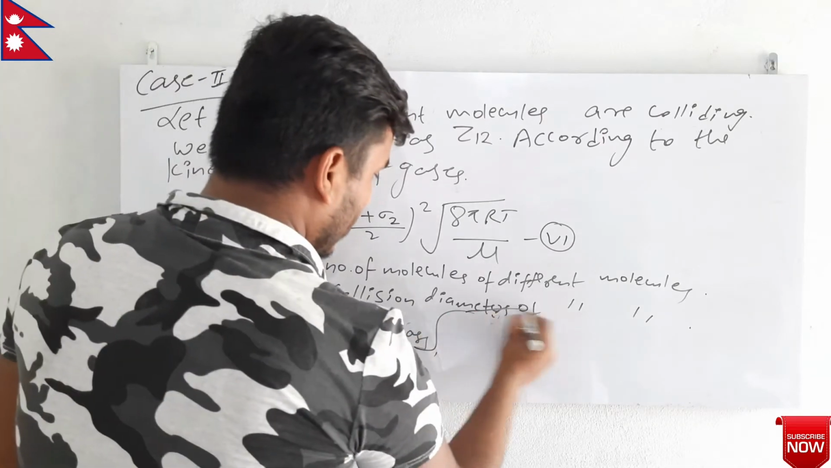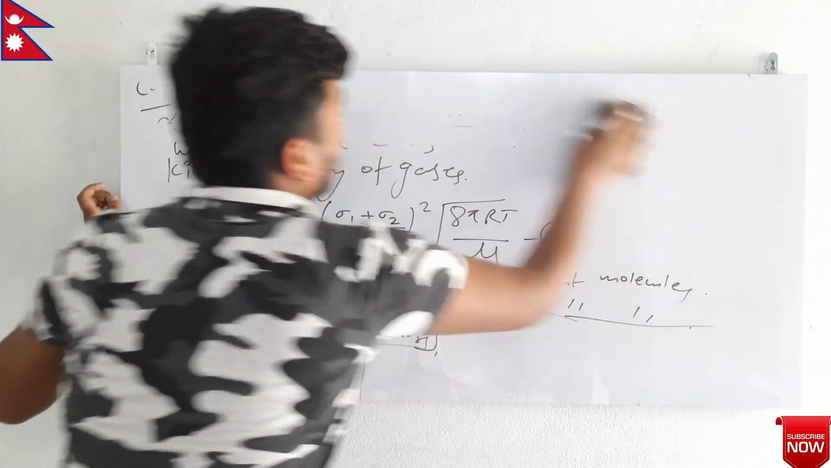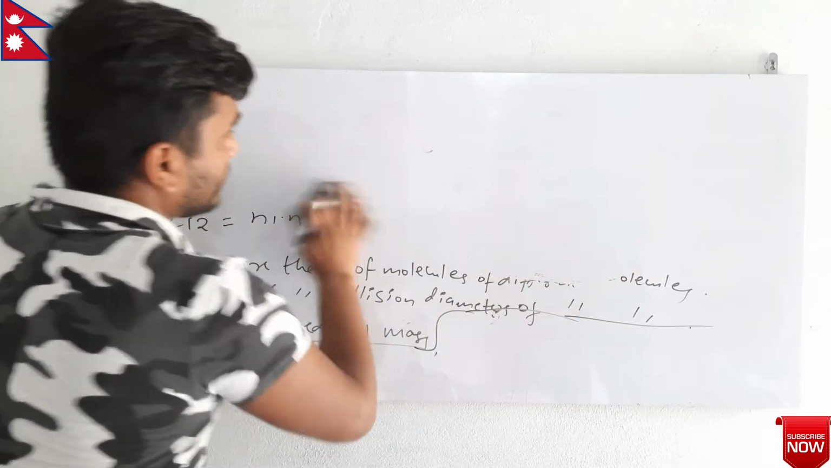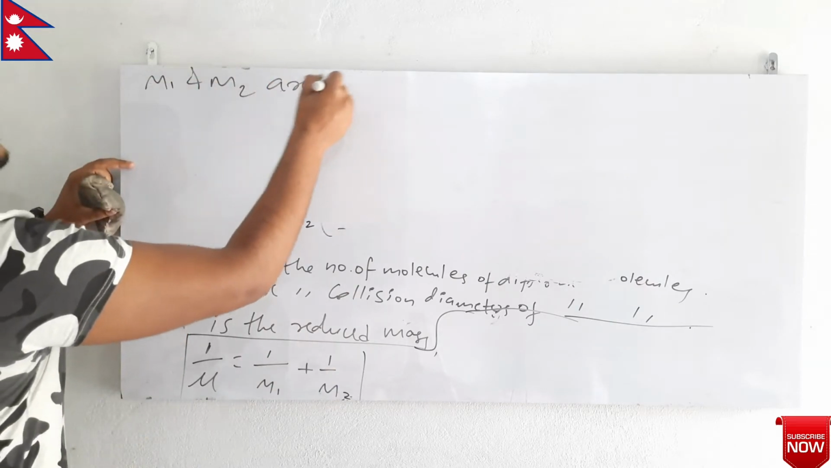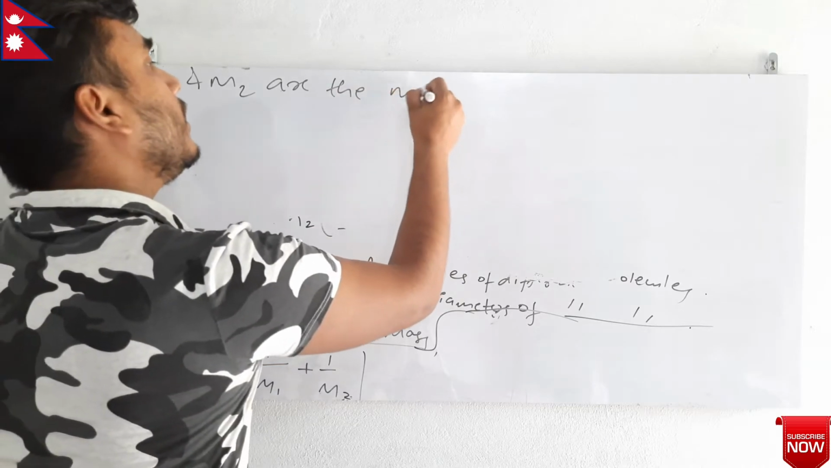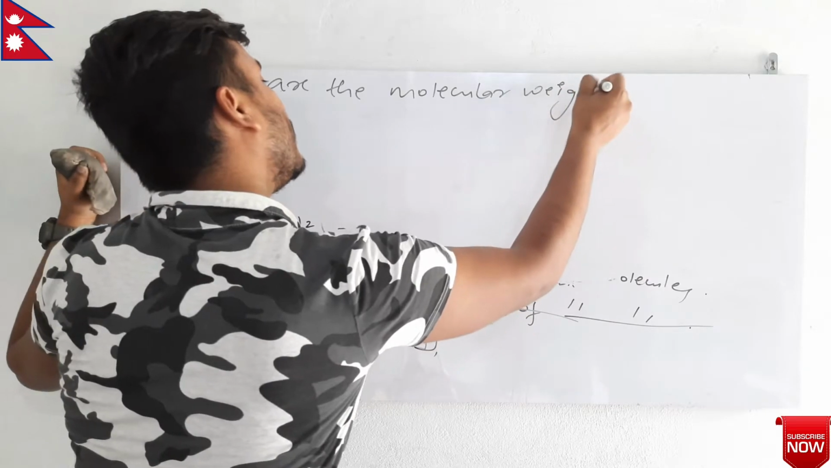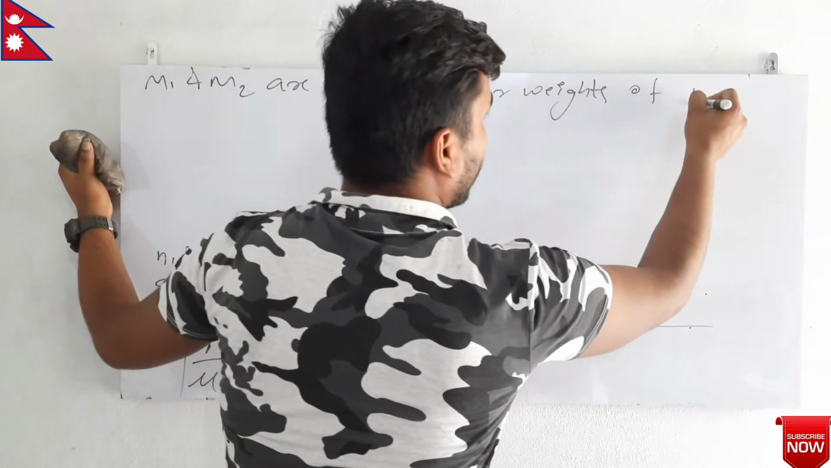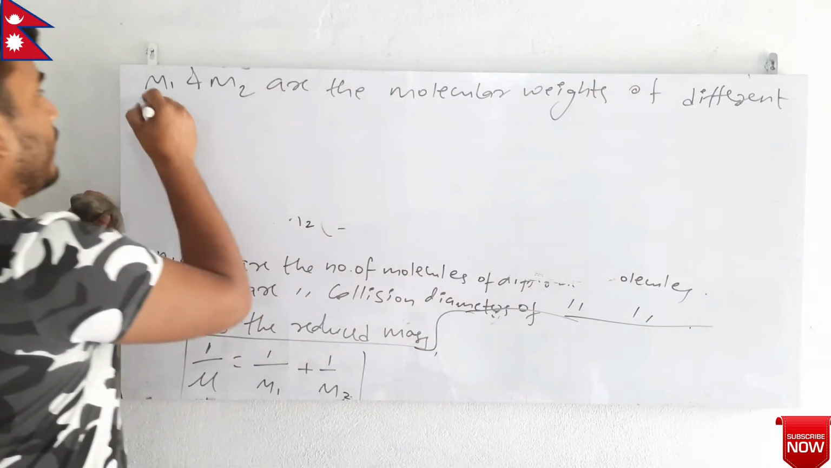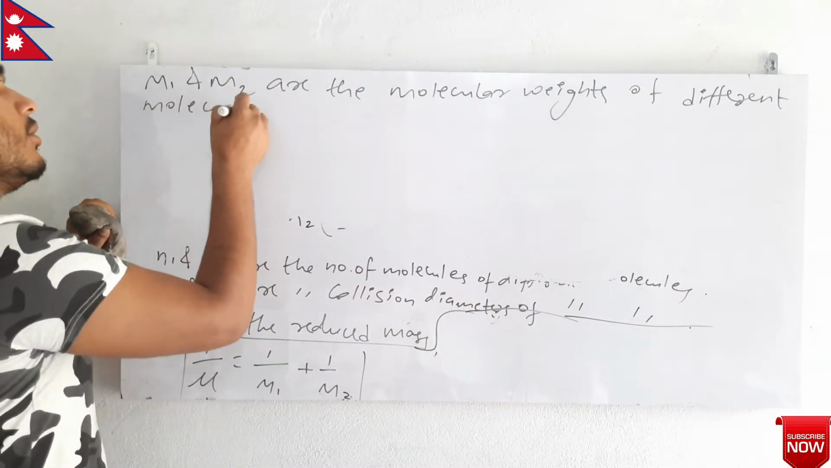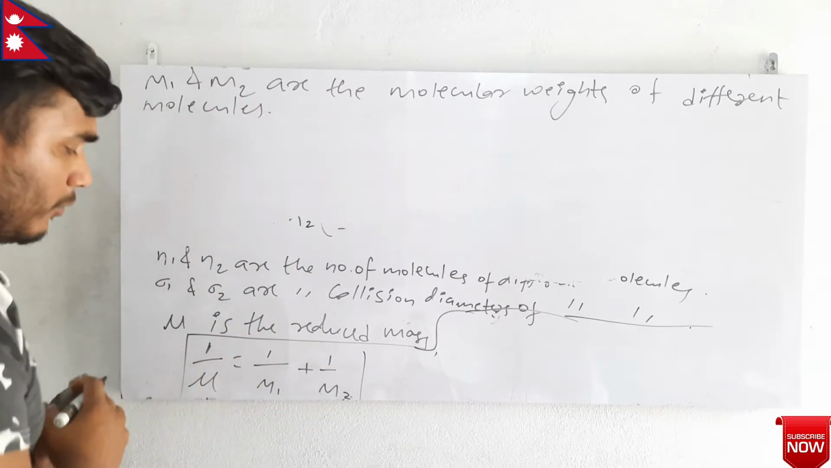Let me erase these unnecessary parts, where this m1 and m2 are the molecular weights of different molecules. Here M1 and M2 are the molecular weight of different molecules.